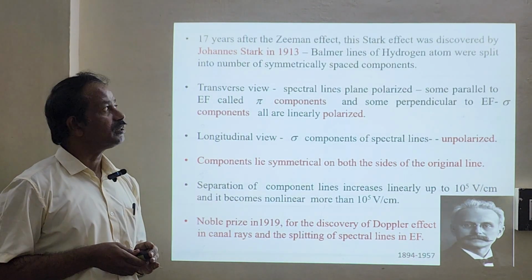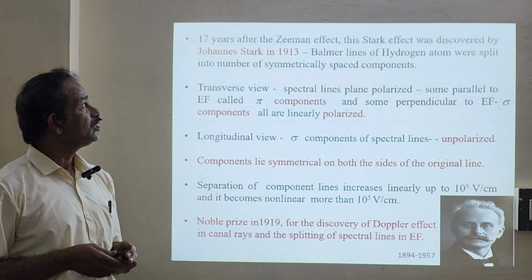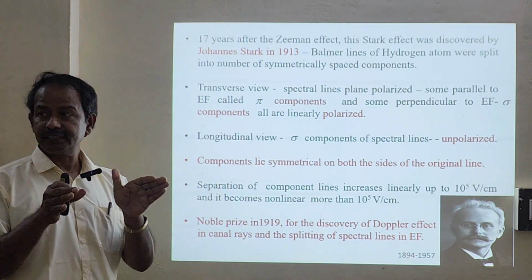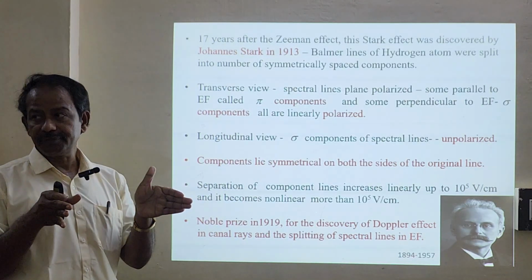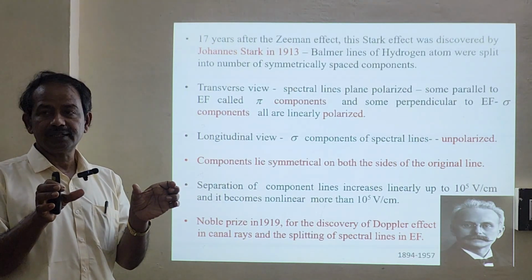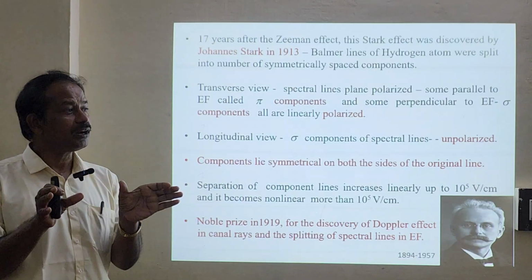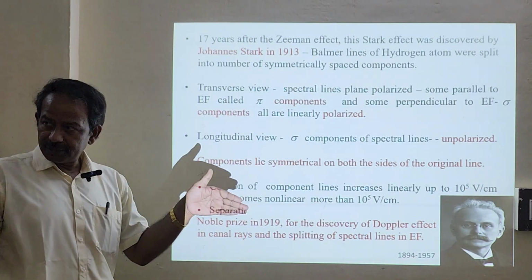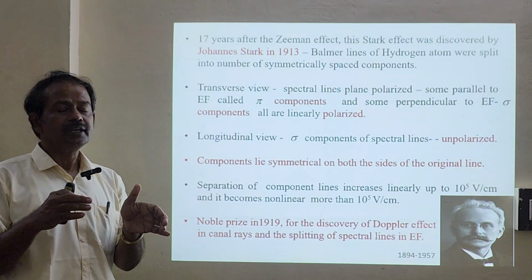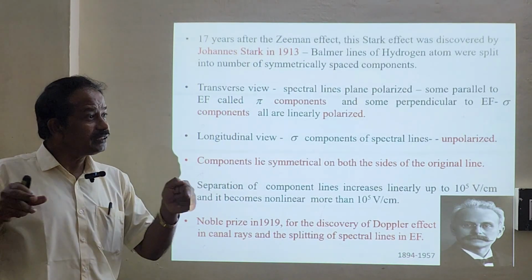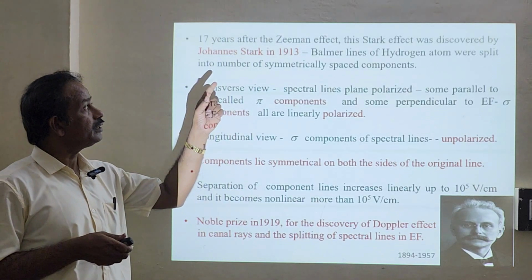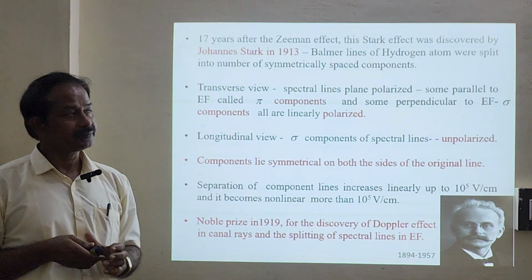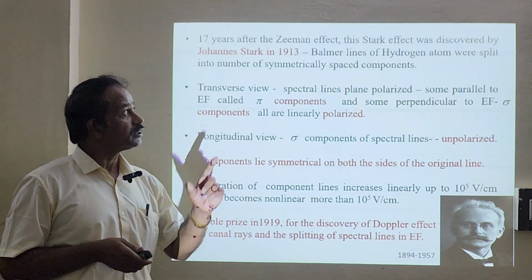So he could observe that the Balmer series of the hydrogen atom was split into a number of symmetrically spaced components. As I said, a linear effect means the spacing of the lines will always be the same on either side. Even if you switch the field off, it will come back to the original position. If you increase the field, the splitting will increase evenly. That's called a linear one. So these are symmetrically spaced components.